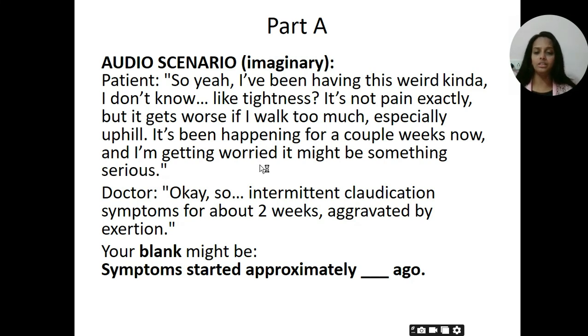And the doctor is telling, okay, so intermittent claudication symptoms for about 2 weeks, aggravated by exertion. And your blank might be symptoms started approximately dash ago. Now, if you were waiting for the patient to say symptoms started 2 weeks ago, forget it. That never happens. You need to train your brain to filter messy speech into clear answers.